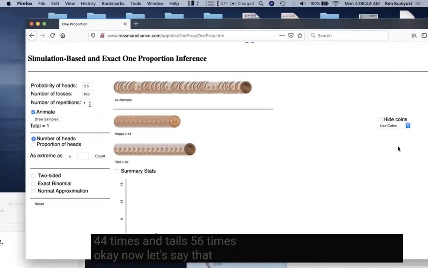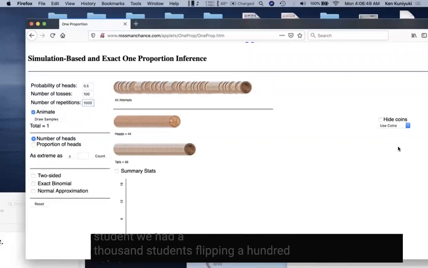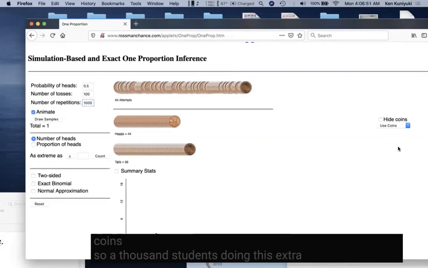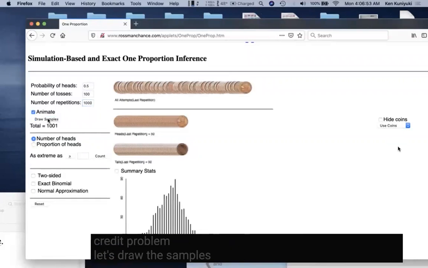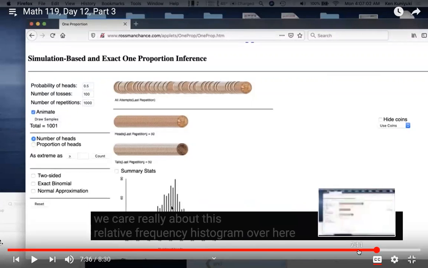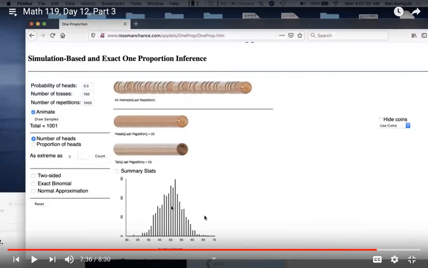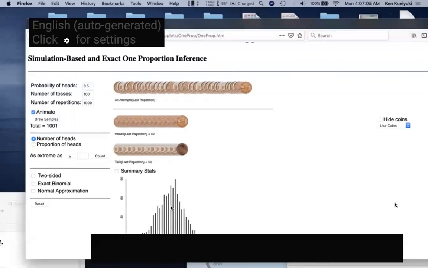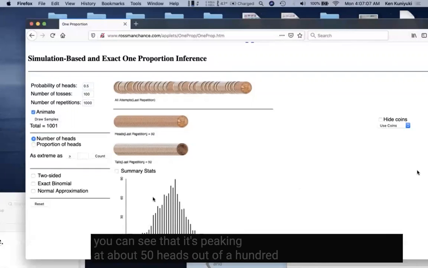Okay, now let's say that instead of 1 student, we had 1,000 students flipping 100 coins. So 1,000 students doing this extra credit problem. Let's draw the samples. All right, this was the last student. We care really about this relative frequency histogram over here. So the captions are in the way there. Look at that. Kind of bell shaped there, by the way. We'll talk about that. You can see that it's peaking at about 50 heads out of 100.